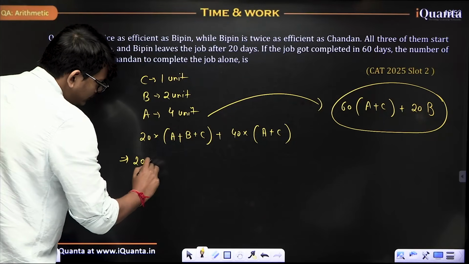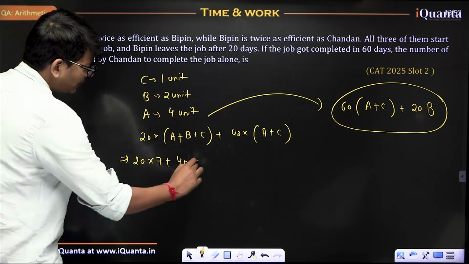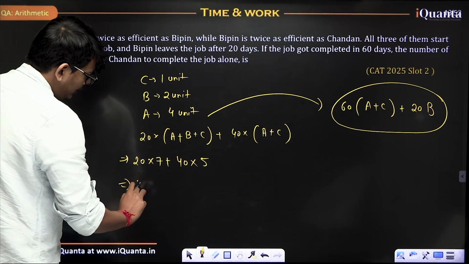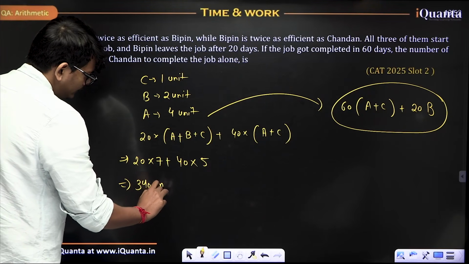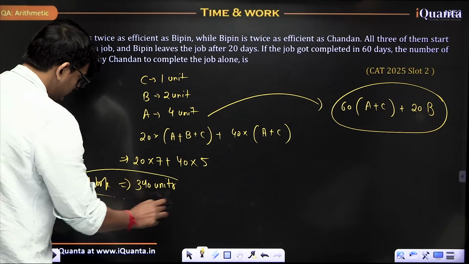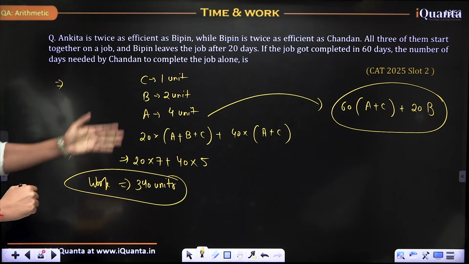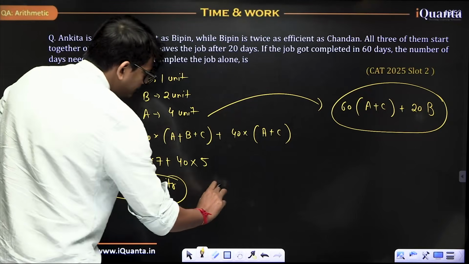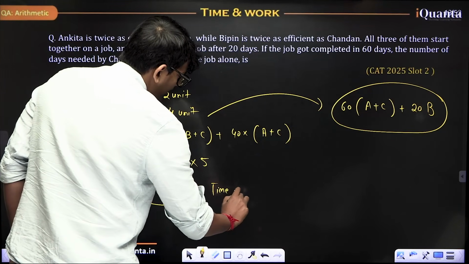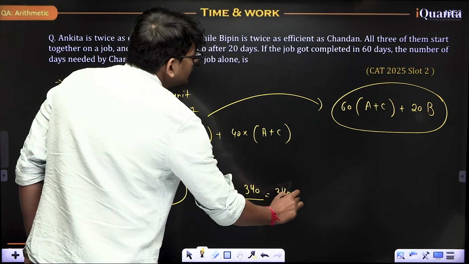So 20 into 7 plus 40 into 5, 340 units. This is our work. Right? Now, number of days needed by Chandan to complete the job alone. So, obviously, you can see time will be 340 by 1, 340 days.